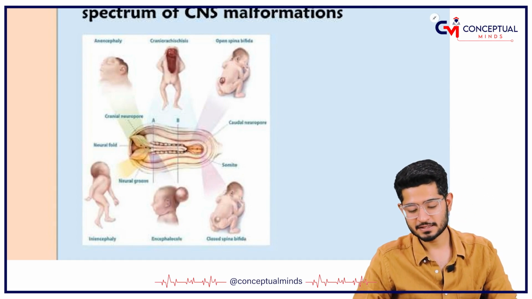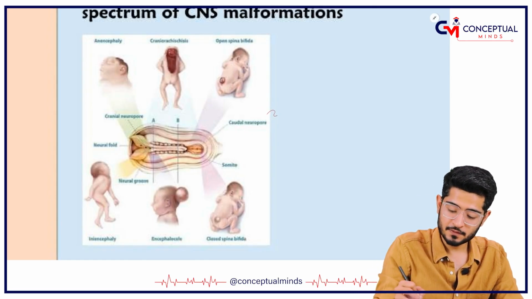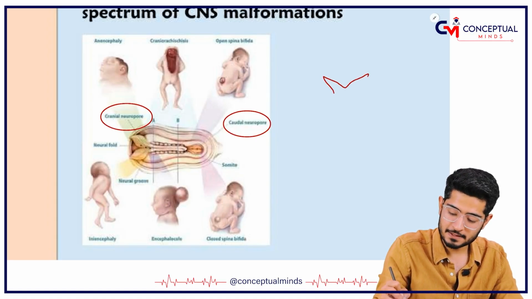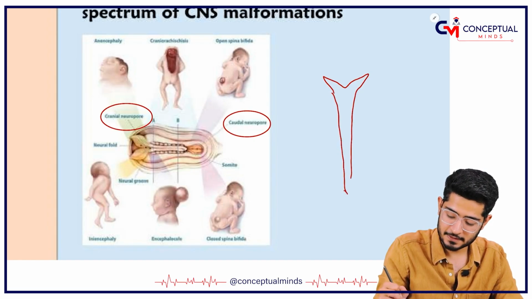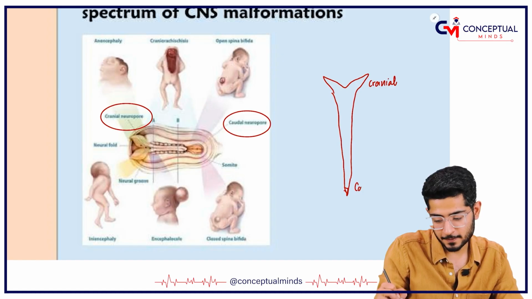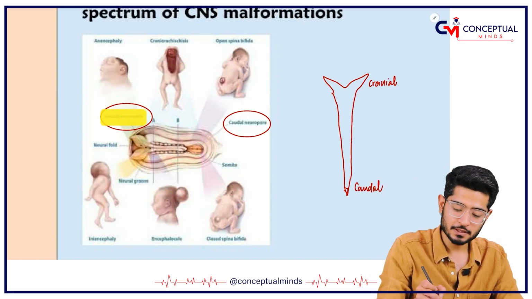So 1, 2 are very important, so let's understand one by one. I think you know that there is something called the caudal neuropore and something called the cranial neuropore. If you have seen something like this, this one is the cranial neuropore, and this is the caudal neuropore. So caudal and cranial neuropores are the important neuropores.